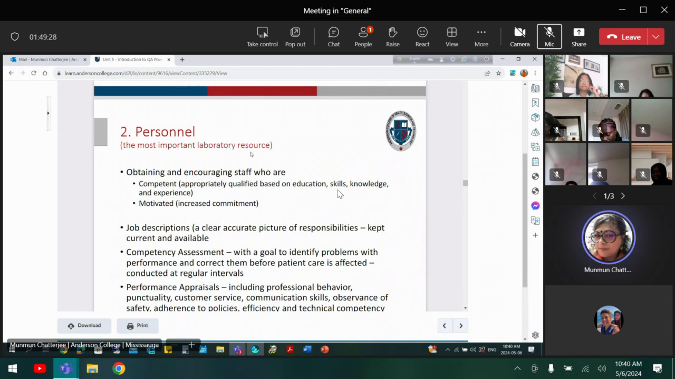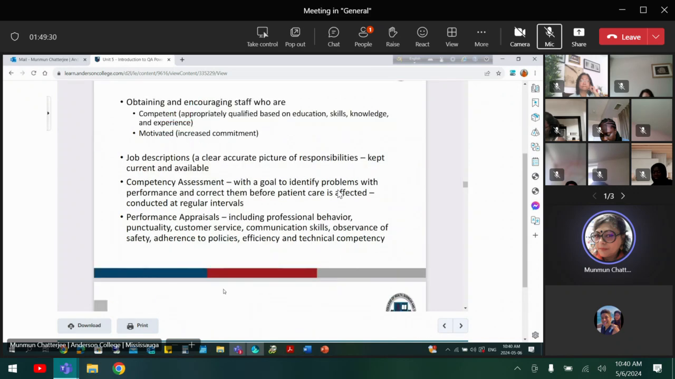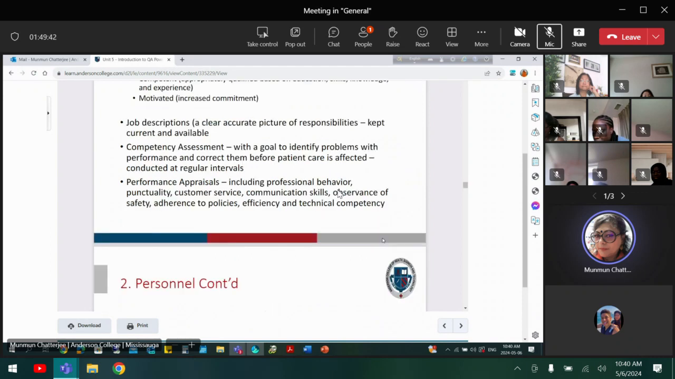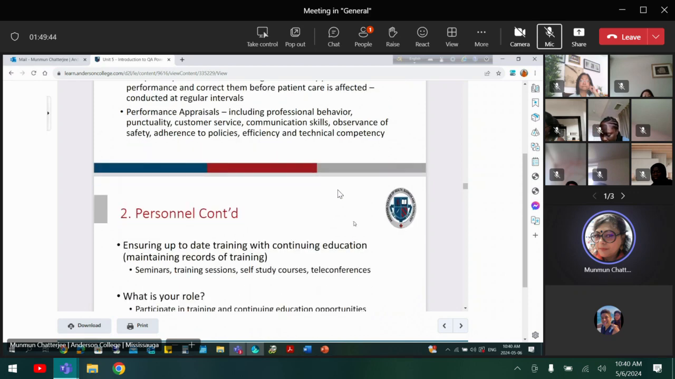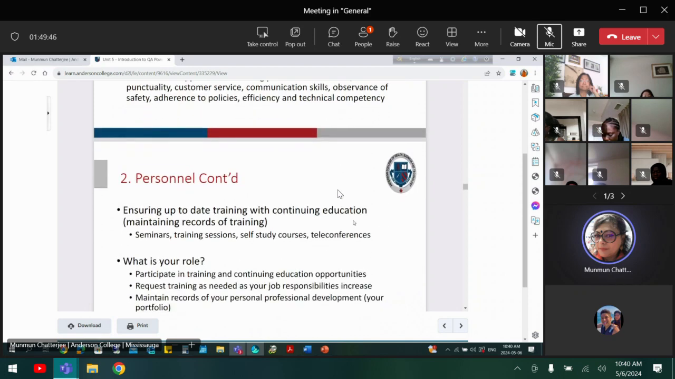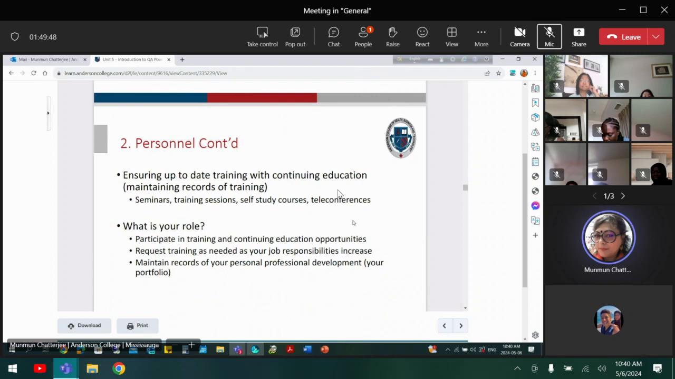Performance appraisals. If you are really doing good in punctuality, customer service, communication skill, observation of safety, adherence to policies, efficiency, and technical competency, then the organization or the management has to praise you, so that you can be more motivated and more dedicated.